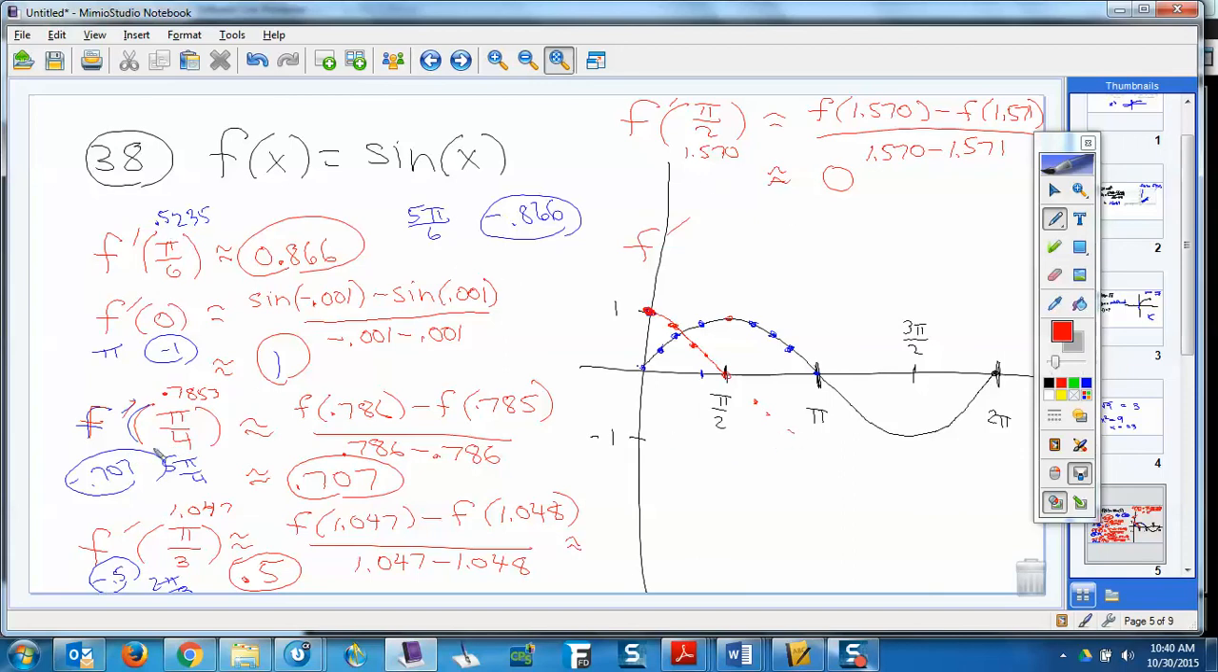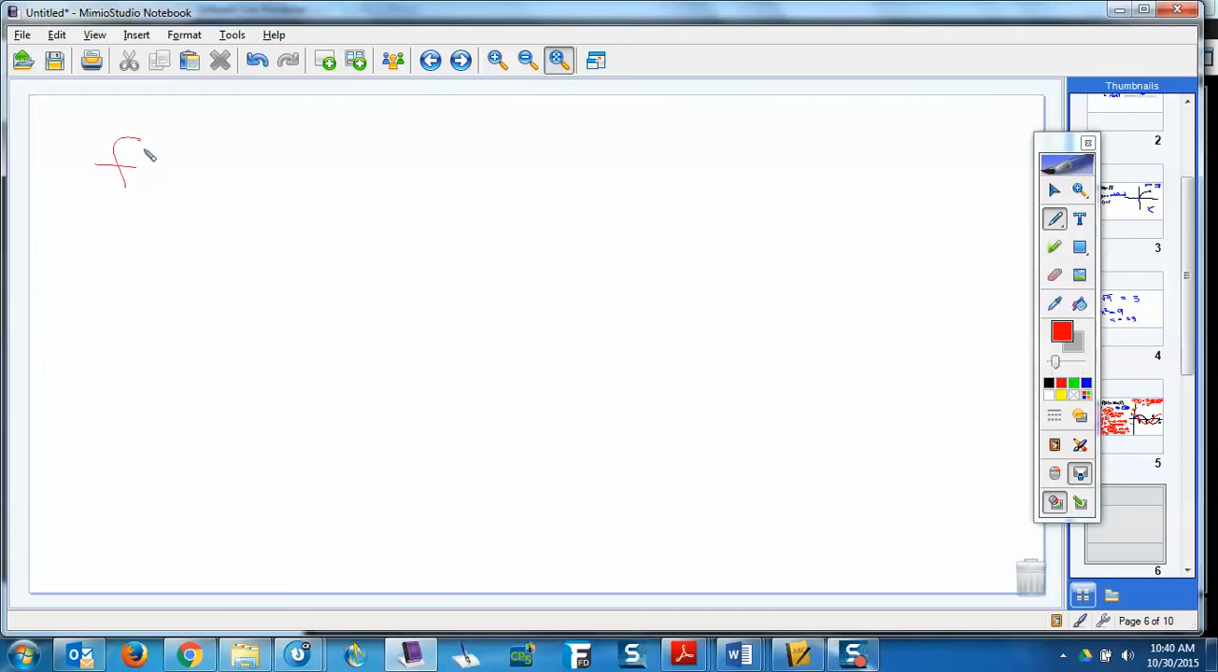And then at pi, where was pi? Right there, pi, it's down at negative 1. Sure enough, they come down here and do this, and then it would repeat again. So you have just learned your first 2 derivative formulas.